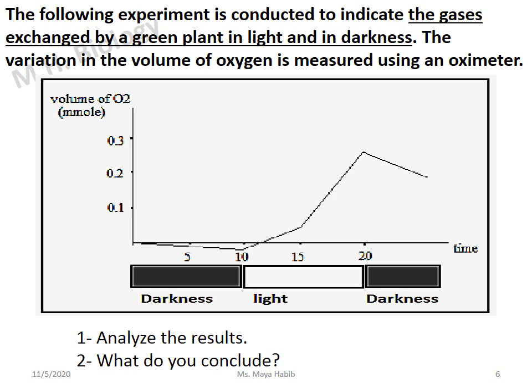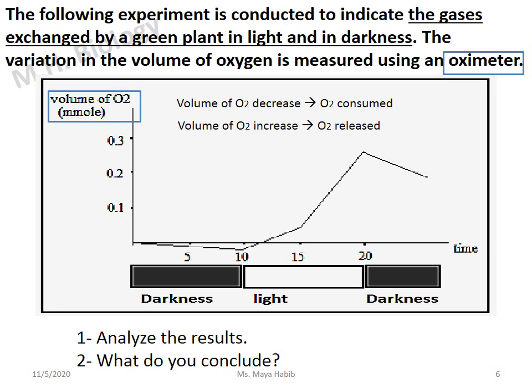This experiment is conducted to indicate the gases exchanged by a green plant in light and in darkness. The variation in the volume of oxygen is measured using an instrument known as an oximeter. This instrument monitors and records any change in the amount of oxygen. The results are shown in the figure below. You have to know how to read the oximeter results. When you see the volume of oxygen decreasing, this means that oxygen is consumed, but when you see an increase in the volume of oxygen, this means that oxygen is released.